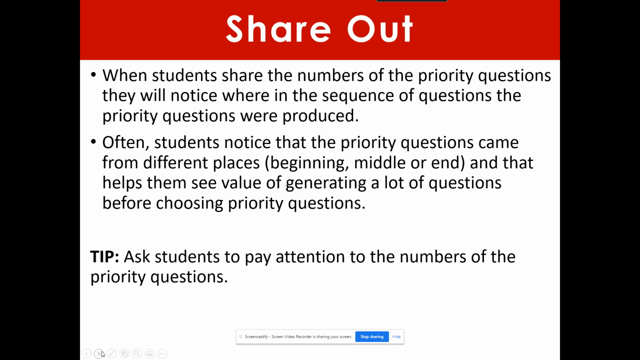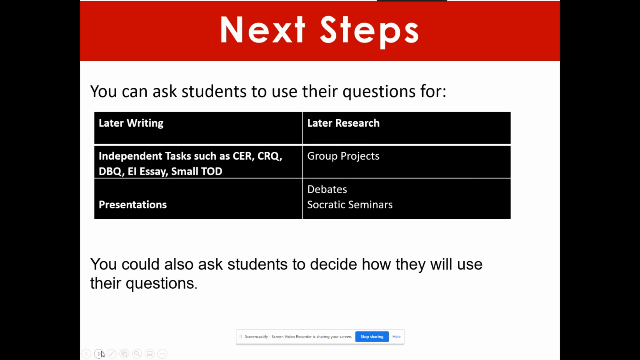You need to ask students to pay attention to the numbers of the priority questions. And then the next best steps, you can ask students how they want to use their questions. They could use it for later writing. For example, this could be a question that they may want to answer in a larger essay, or actually, for starters, a claim evidence reasoning response, a CER response, or a constructed response question, or a document-based question essay, or an enduring issues essay, or even a small ticket out the door.